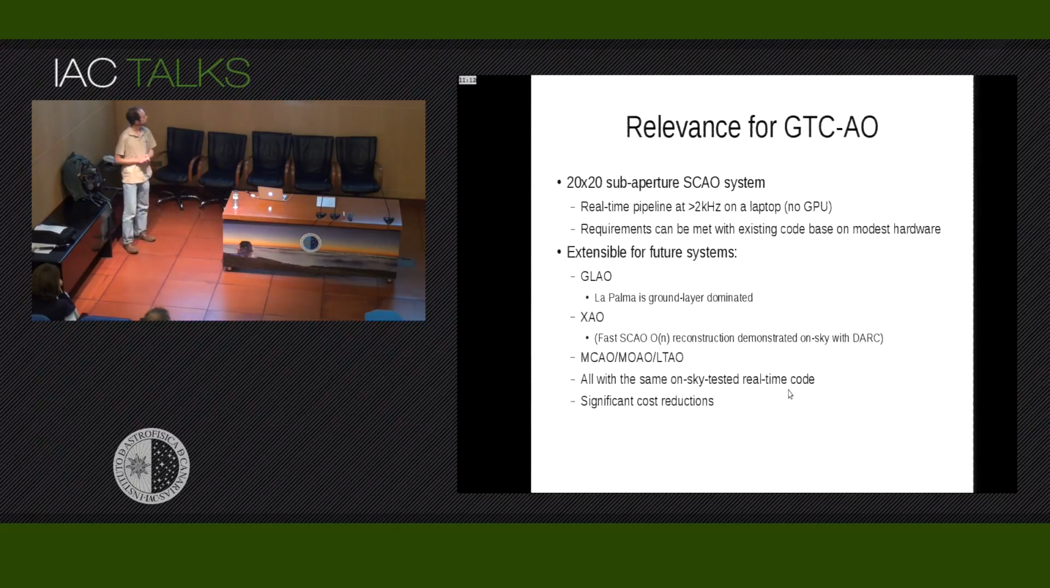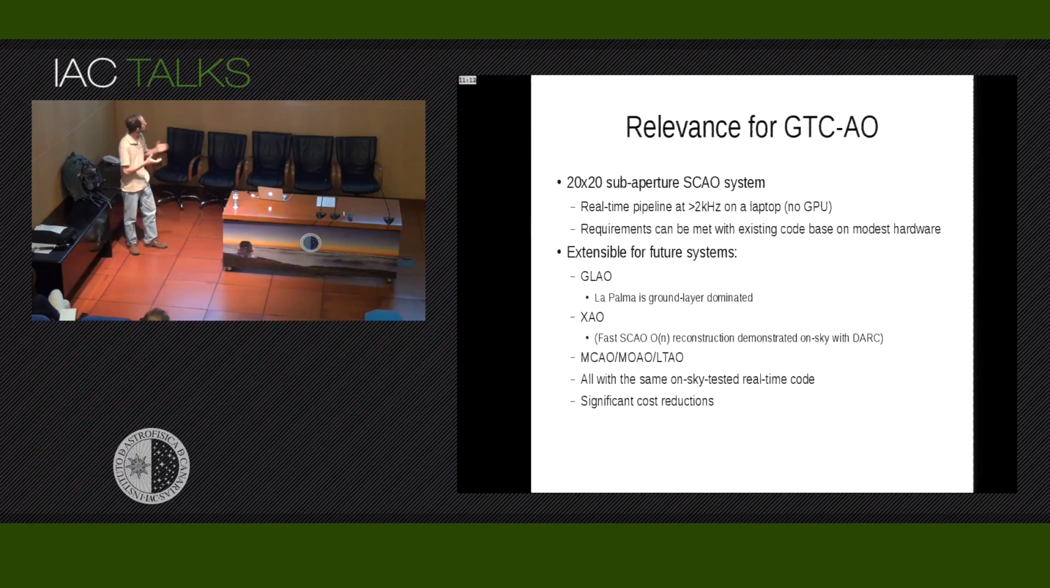So what's the relevance of all this for a system like GranTeCan? Well, GranTeCan are designing a 20 by 20 sub-aperture SCAO system. The real-time pipeline for DARC, we're able, on a laptop like this, to run a 20 by 20 scale system at 2 kilohertz. That means that with this system, you're easily able to meet any requirements, with modest hardware and an existing code base. So it's on-sky ready. It's also extensible for future systems.